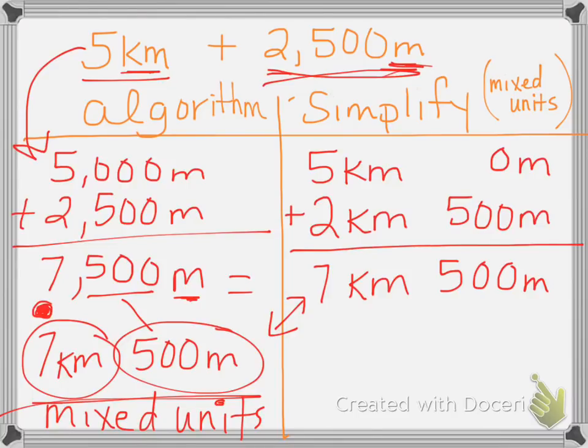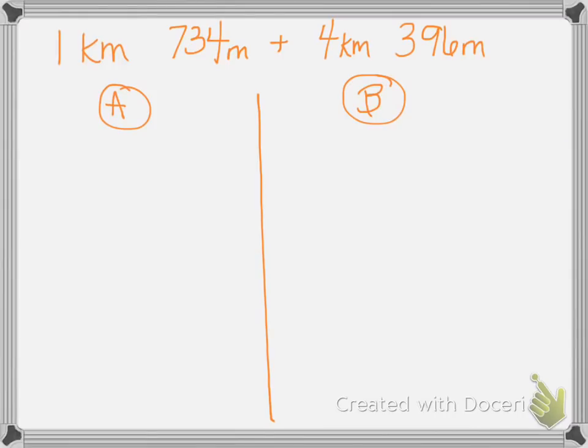2 different types of units. I could convert that if I wanted to my smaller units and keep it in meters, which would be 7,500 meters. All right, let's try another one. 1 kilometer, 734 meters, plus 4 kilometers, 396 meters.